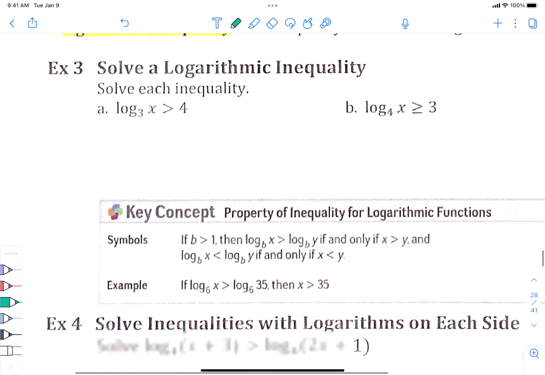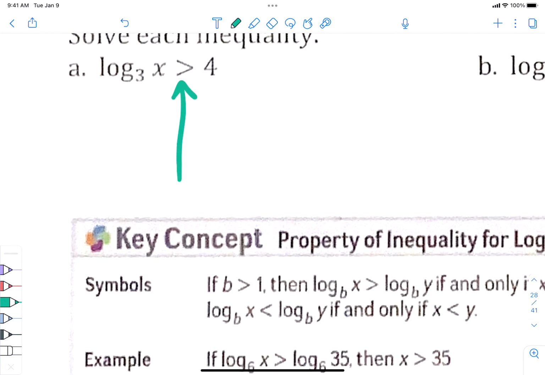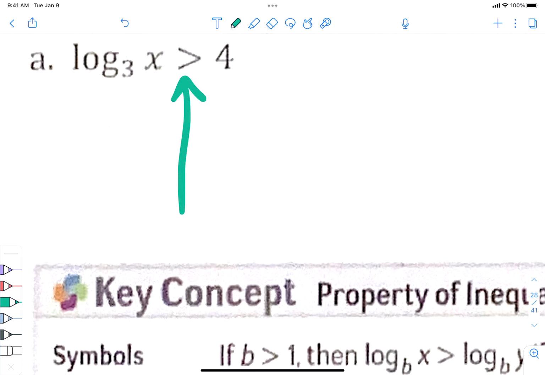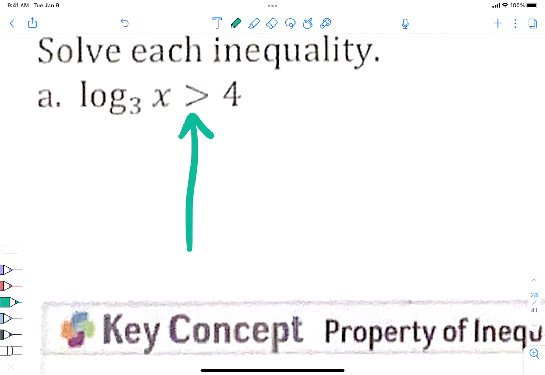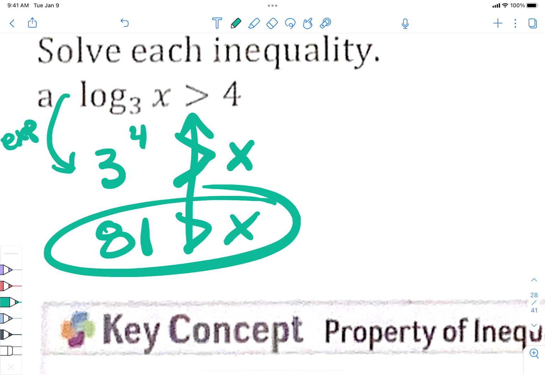Let's go down to example 3. Just because we have an inequality doesn't really change a whole lot. We've got that greater than symbol, but we have log base 3 of x is greater than 4. What do you want to do here? So it would be 3 to the fourth power is greater than x. We make it an exponential function. That's the strategy, exponential. 3 to the 4th power is 81, which is greater than x, or x is less than 81, and there we have it. Not too bad.